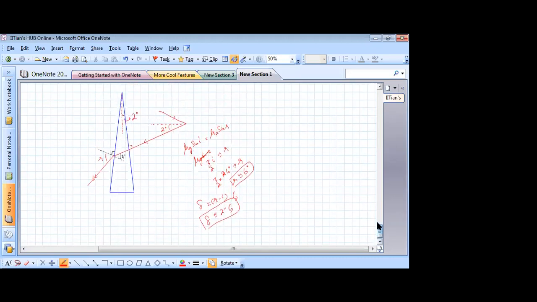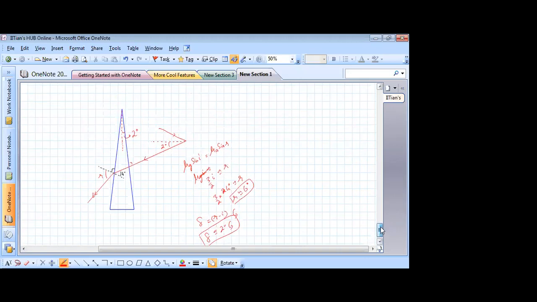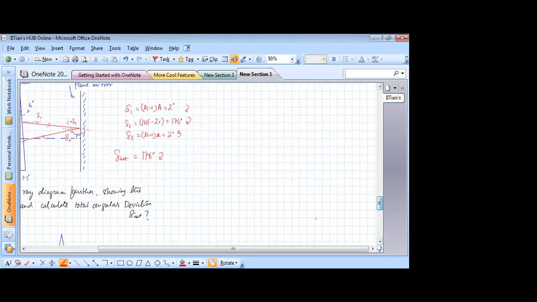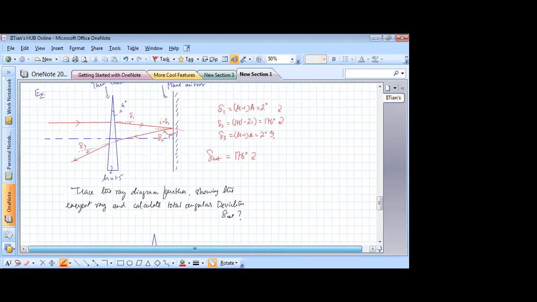So the net deviation was 176. I'll take you back to the figure. So once you understand that the third event, or the second time it goes through this, it is anti-clockwise and not clockwise, then you can see that... okay people, so hope this is clear to all of you.